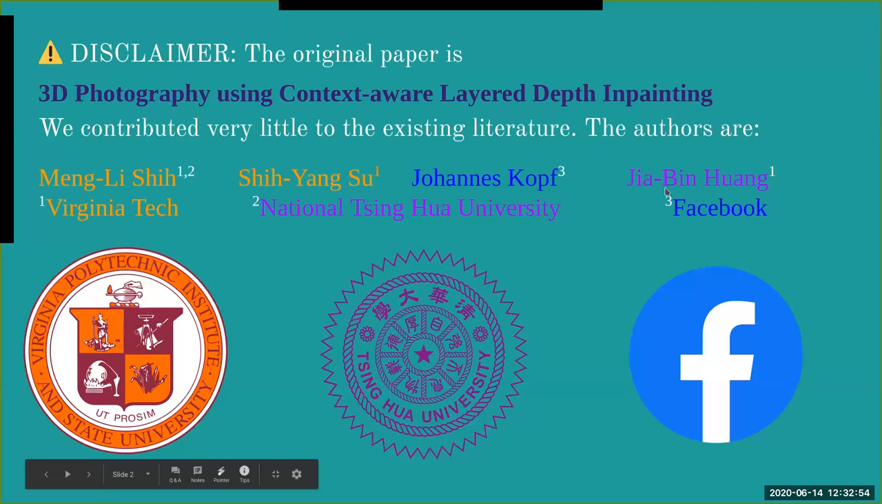And Jonas Top is from Facebook Research, and Jia Bin Huang was from National Tsinghua University. So we contributed very little to the authors' contribution. So let us proceed now.